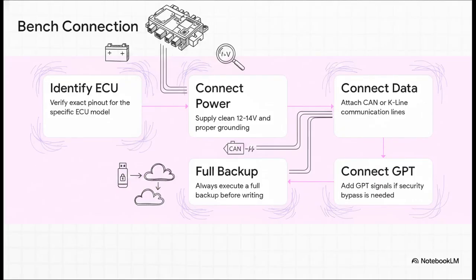Now, following this exact sequence is your non-negotiable recipe for a safe intervention. You start with precise ECU identification. Never guess a pinout. Then move through power and communication lines, providing a stable, clean 12 to 14 volts. Be incredibly careful not to short adjacent pins because they're often less than a millimeter apart. And finally, step 5. Execute a full backup of both the flash and EEPROM memories. If anything goes sideways later, that backup file is your only lifeline.